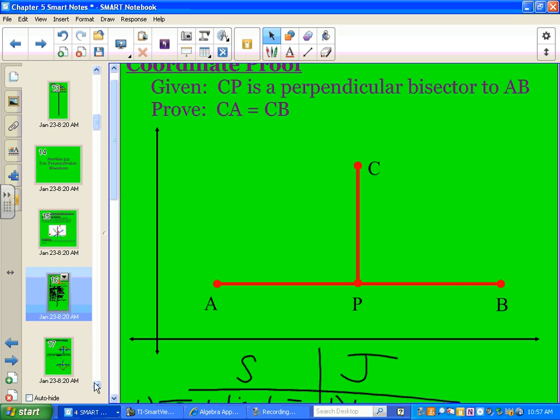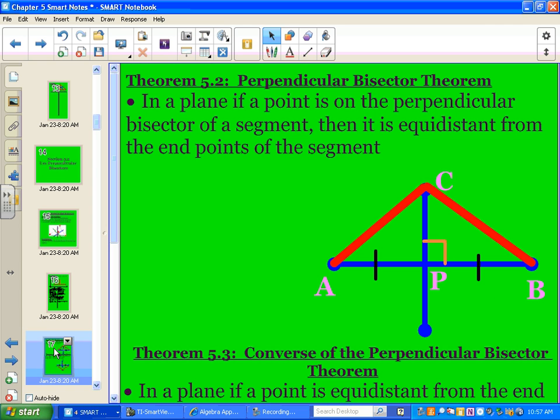That is theorem 5.2. Perpendicular bisector theorem. It says in a plane, if a point is on the perpendicular bisector of a segment, then it is equidistant from the endpoints of the segment.